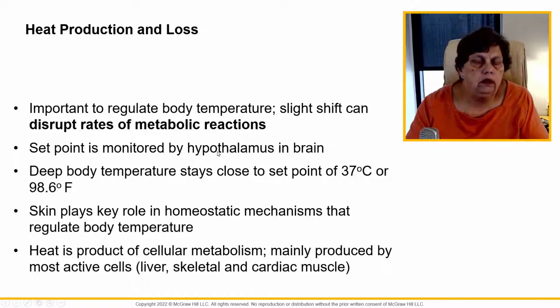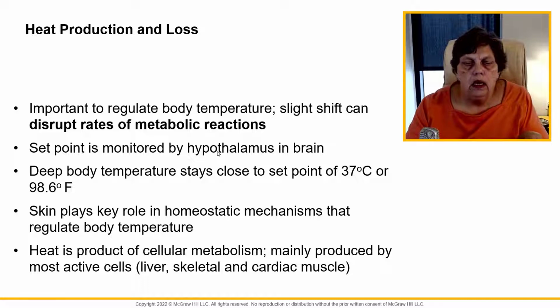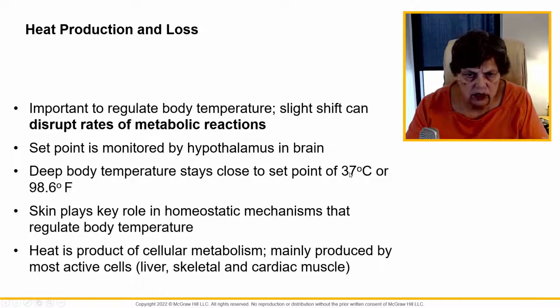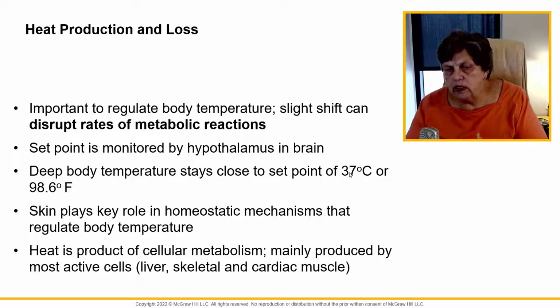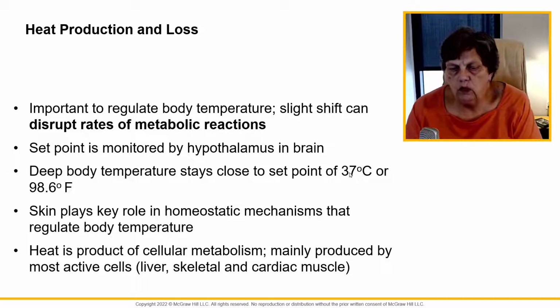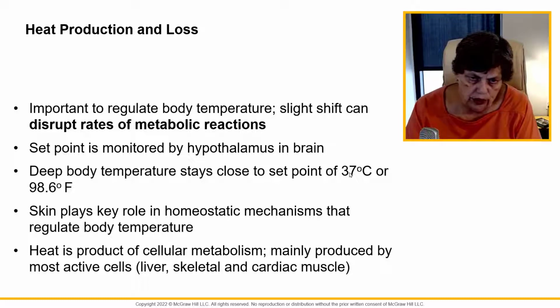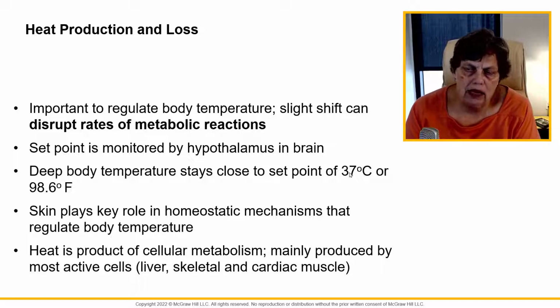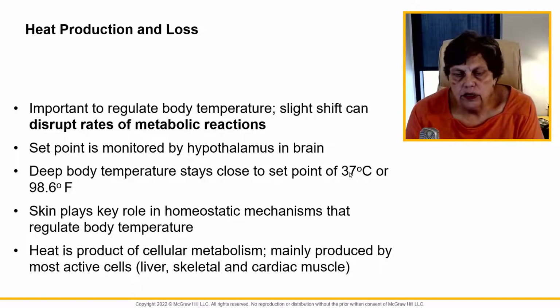The set point for temperature is monitored in the brain in an area called the hypothalamus that we'll be looking at a little bit later on. But the deep body temperature stays close to that set point of 37 degrees Celsius or 98.6 degrees Fahrenheit. The skin is going to be a different temperature depending upon what the environmental temperature is. But the idea is to keep the deep body temperature at that 37 degrees. So the skin plays a very key role in that mechanism of maintaining homeostasis to regulate the body temperature.